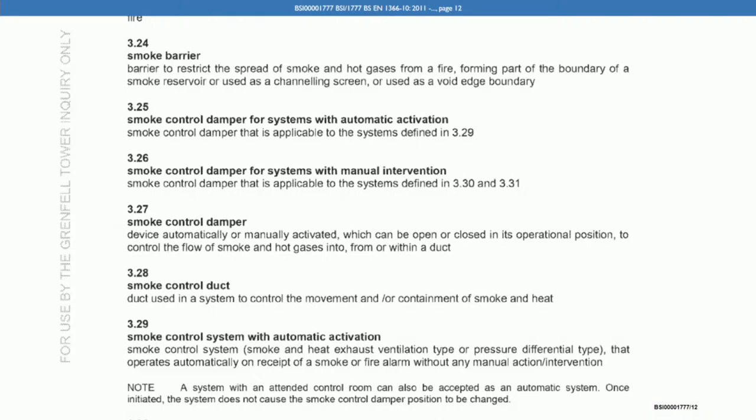Do you see that? I do see that, although there's a different definition of a smoke control damper in BS EN 13501, part 4, if I remember rightly. Right, well, we can have a look at that if necessary. Let's go back to Dr. Lane's report now, BLARP 2, 5035 at page 90.